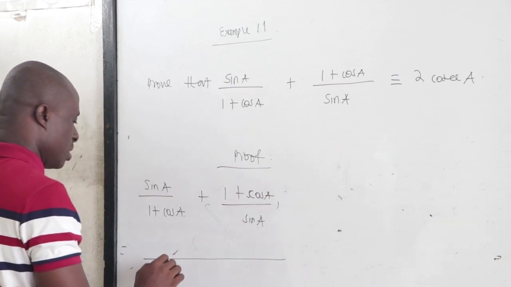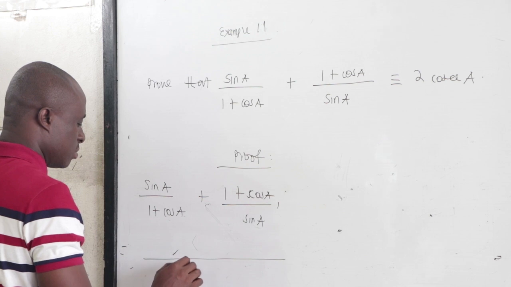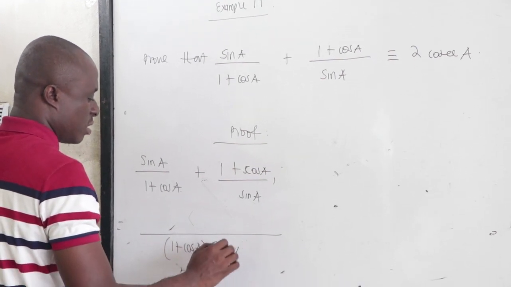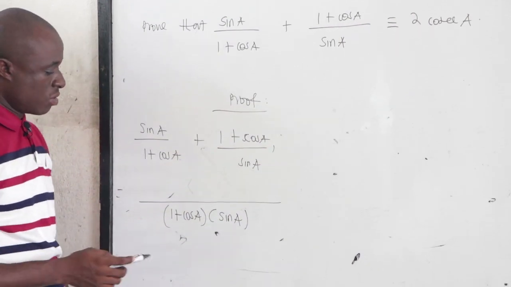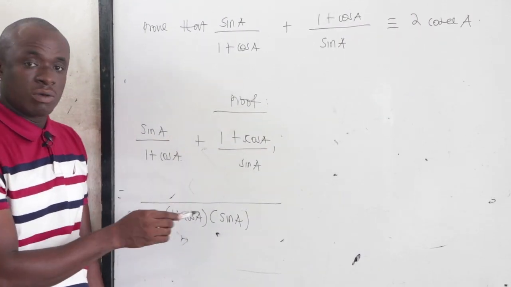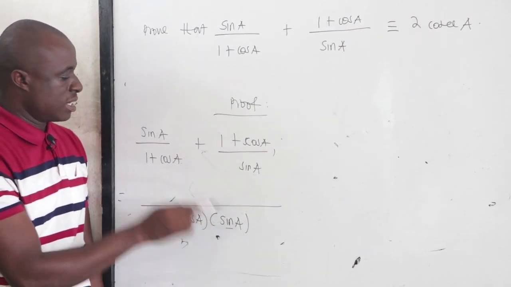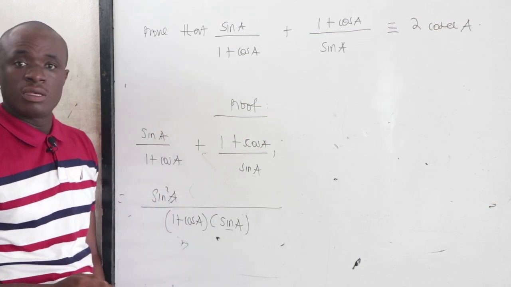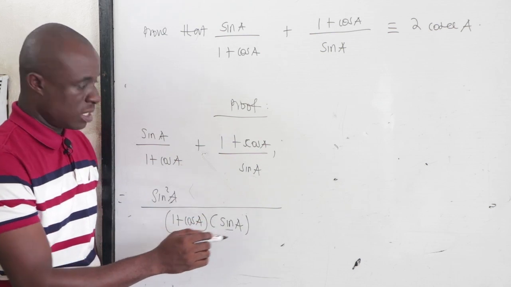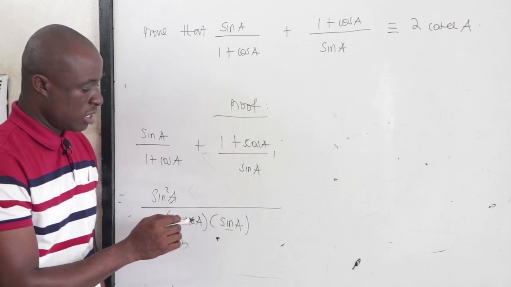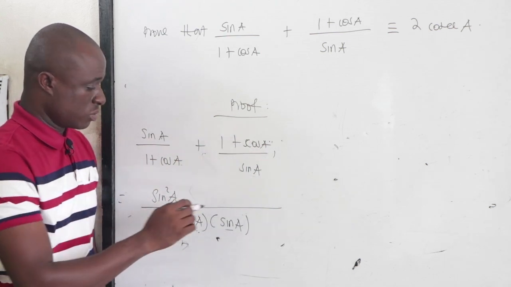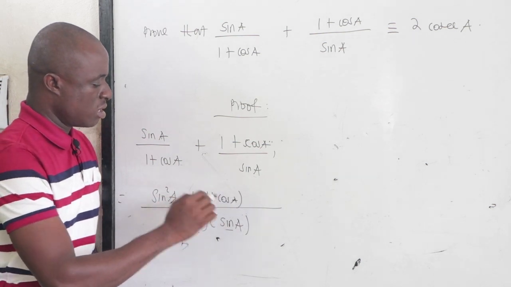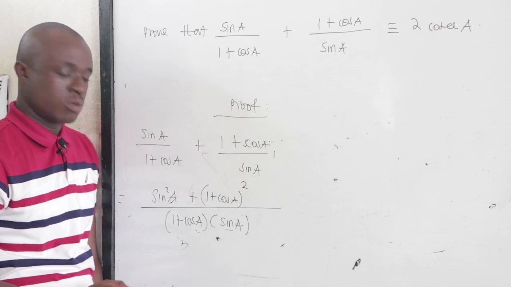What's the LCM? The LCM is 1 plus cos A times sine A. What can we see? 1 plus cos A will cancel 1 plus cos A. What is left? Sine A. Sine A times sine A will give us sine square A. Sine A will cancel sine A. What is left? 1 plus cos A. 1 plus cos A times 1 plus cos A. That is 1 plus cos A all square.